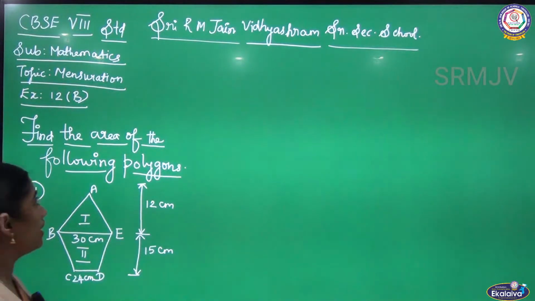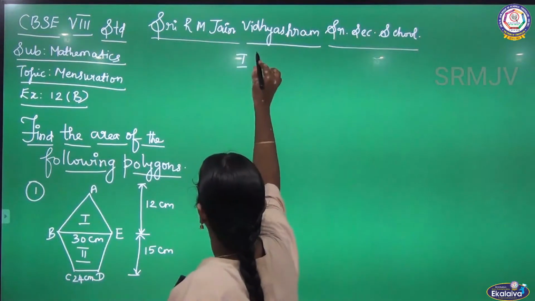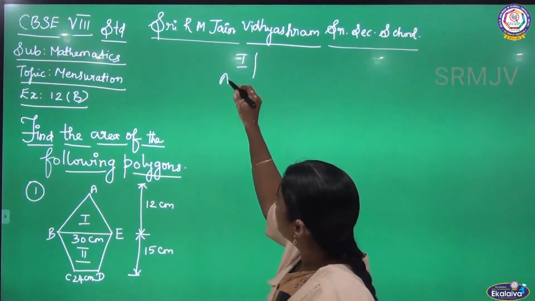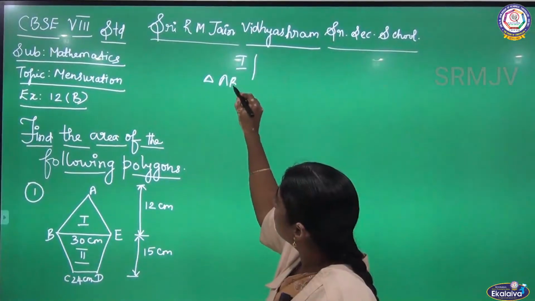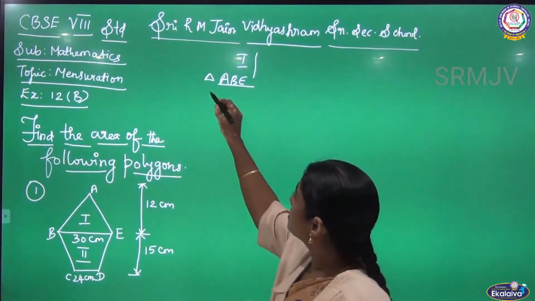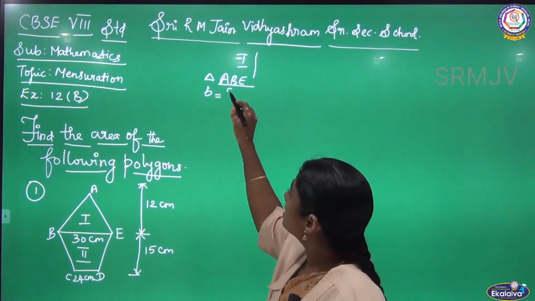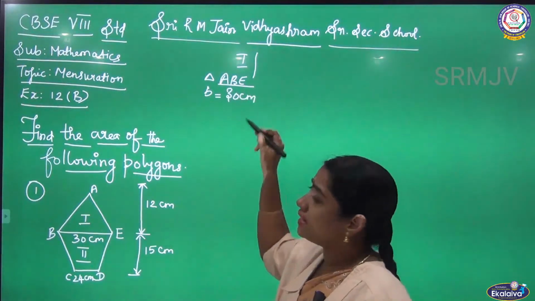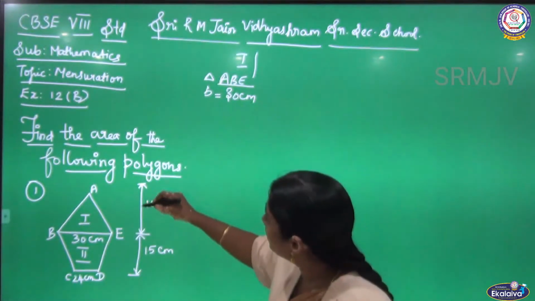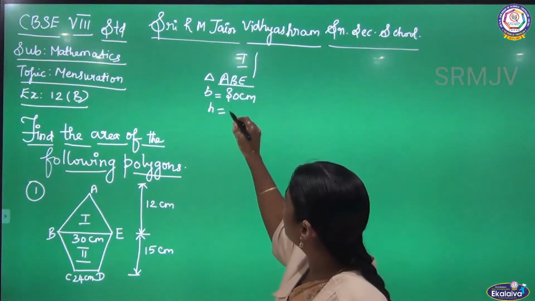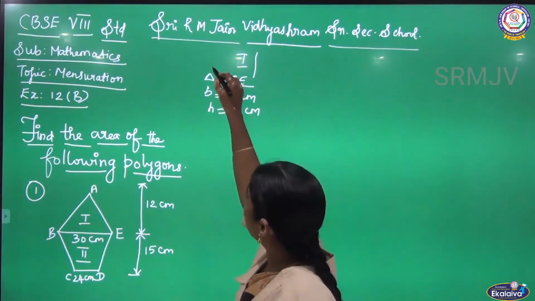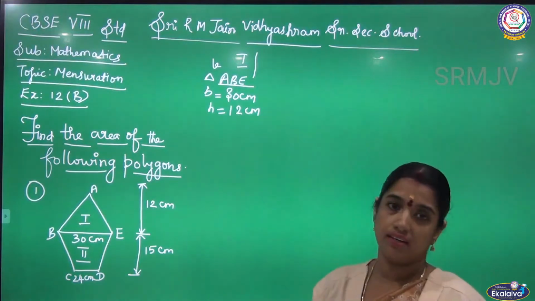See, figure 1, what is its shape? ABE, triangle ABE. See, what is the base? Your base is 30 centimeter. Got it? And what is the height given for the triangle? 12 centimeter. See, this is the triangle ABE I have written.